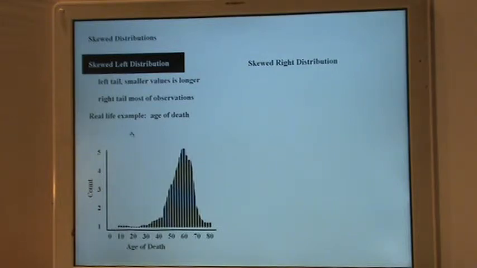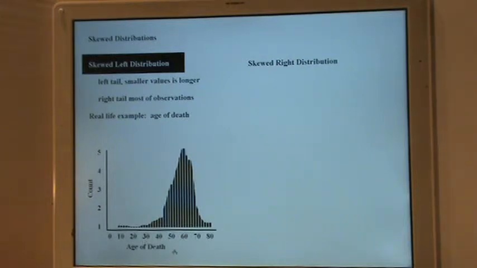A real-life application of this might be age of death. Very few people die when they're younger, as opposed to when we get older, then we start to die more often. And then when we get way old, there are fewer deaths because there aren't that many people around at that age level. So this is a left-skewed distribution.